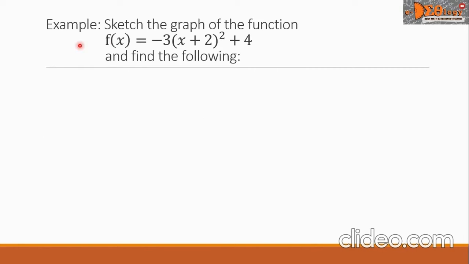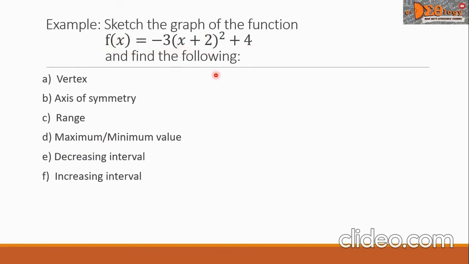Let's have an example. Sketch the graph of the function f of x equals -3 times the quantity square of x plus 2 plus 4, and find the following. Letter A, vertex. B, axis of symmetry. C, range. D, maximum or minimum value. E, decreasing interval. And F, increasing interval.